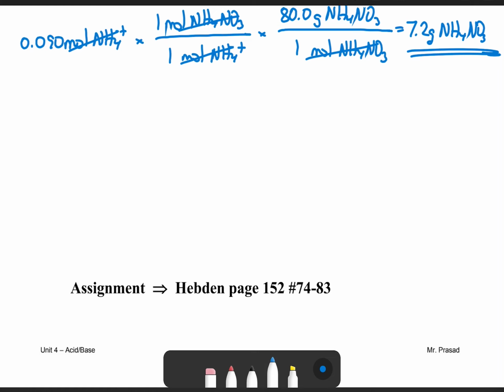The Hebden assignment for this lesson is page 152, numbers 74 to 83.